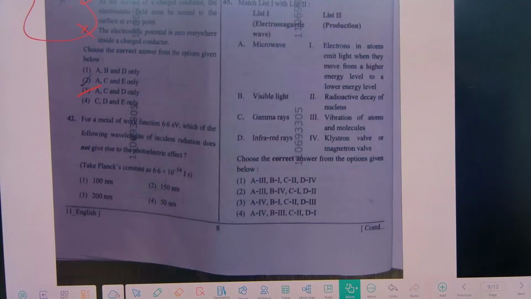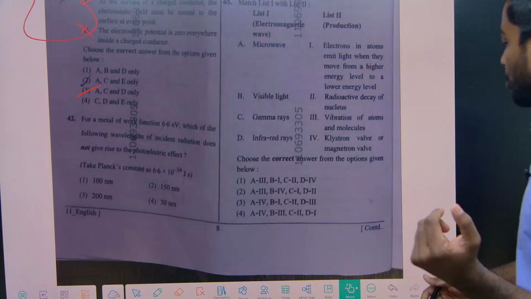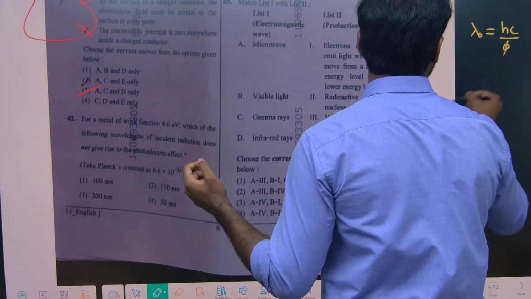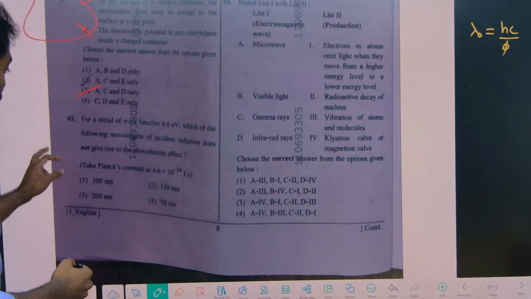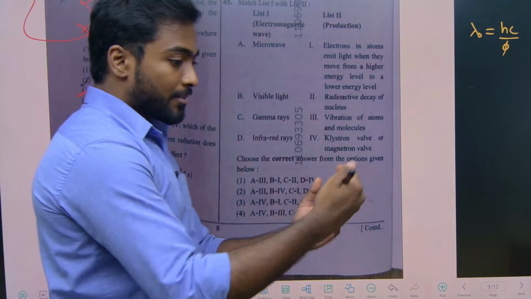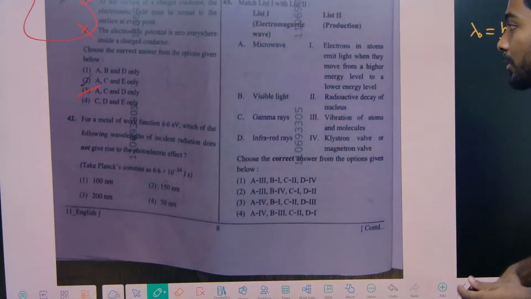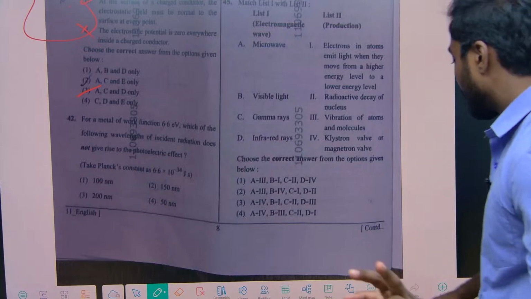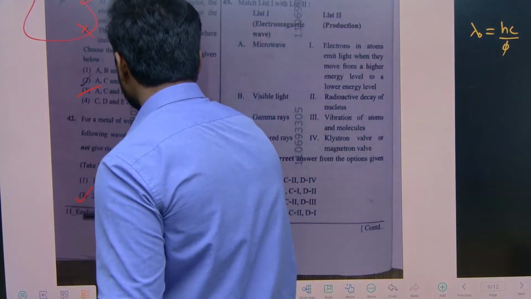For a metal work function of 6.6 electron volt, which of the following wavelengths of incident radiation does not give rise to photoelectric effect? I need to check each and every option, right? What is the formula we'll use here? The threshold wavelength lambda naught is hc by phi. So each and every option I need to check. If it is greater than the threshold, then that will be my answer. So for the 42nd question, the answer is option 3, 200. Only 200 I will get. Option 3.